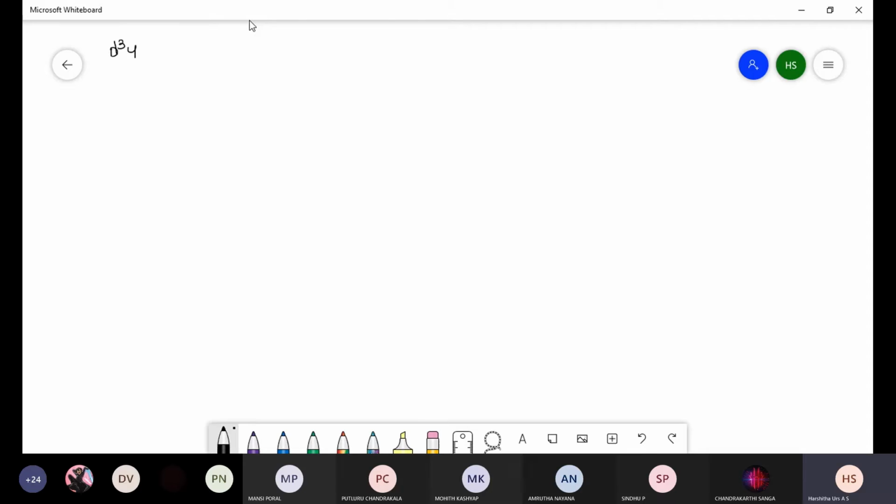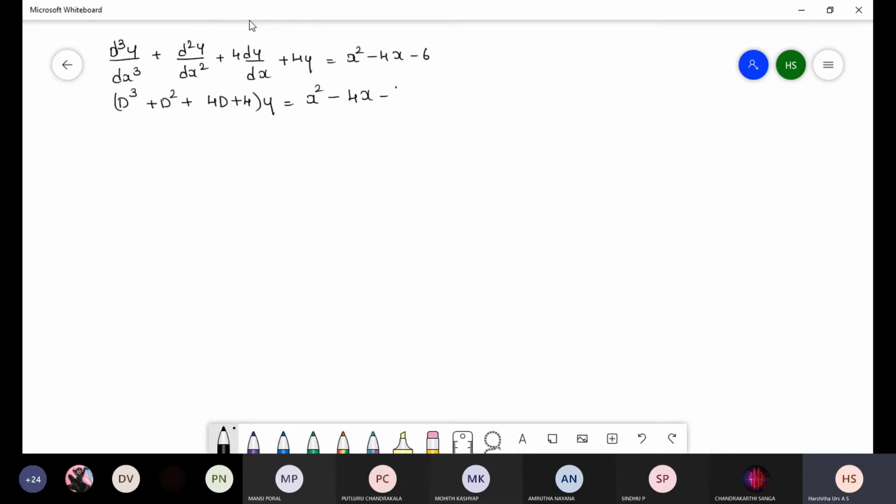I write d cube y divided by dx cube plus d square y divided by dx square plus 4 dy by dx plus 4y is equal to x square minus 4x minus 6. So here also we have to write in the differential operator: (d cube plus d square plus 4d plus 4) into y is equal to x square minus 4x minus 6.